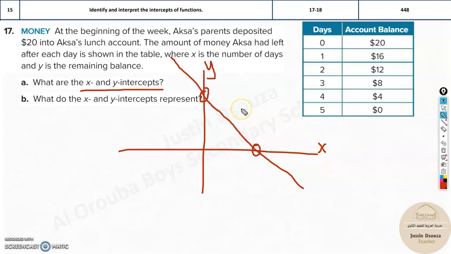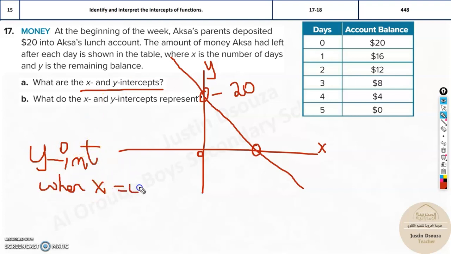Okay, that is fine, but how do we find it? Here they have not mentioned a graph. You don't want to draw a graph, so how will you directly find it? Now look over here. This is 0, isn't it? The Y-intercept will be some value. See over here it is 20, at X equal to 0. So to find the Y-intercept, it is always when X is equal to 0.